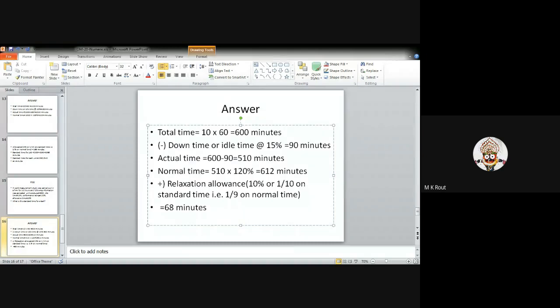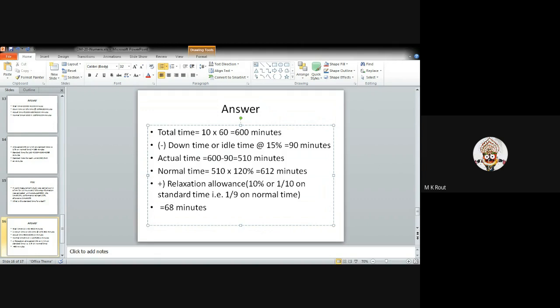Or it is 1 by 10 on standard time. We are going to calculate the standard time. 1 by 9 on normal time. Sir, the doubt is why it is 1 by 9 on normal time. Is it in the formula or what?